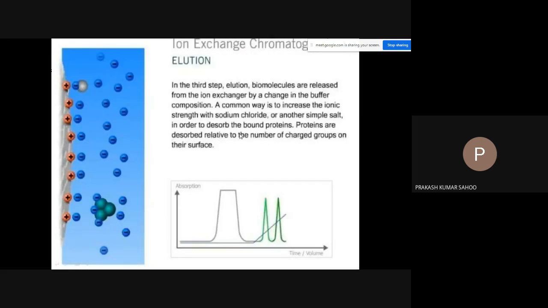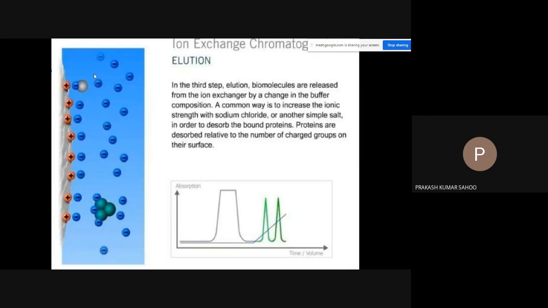Then elution. In the third step, elution, biomolecules are released from the ion exchanger by a change in the buffer composition. So by changing the buffer composition, what is a buffer? Buffer is a solution whose pH doesn't change by addition of a little amount of acid, alkali or water to it. That is known as buffer solution. In a buffer solution, the pH remains constant after addition of acid, base or water to it. So by changing the buffer composition, we may apply the elution step.